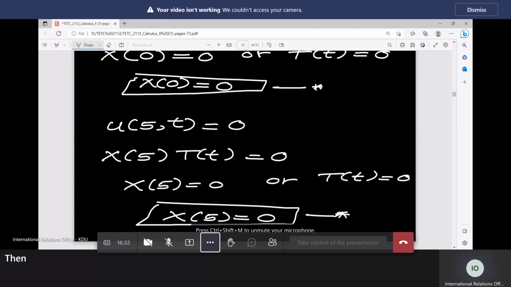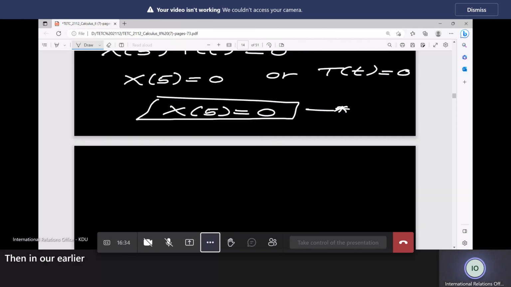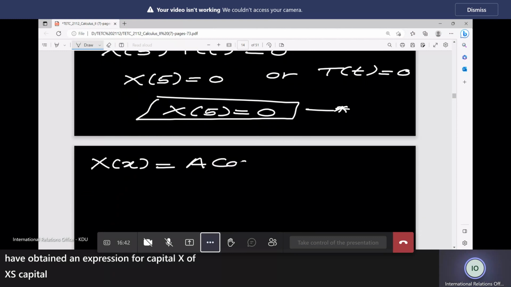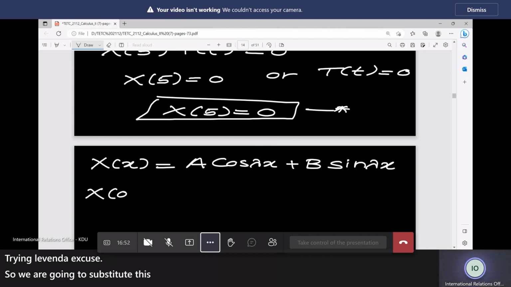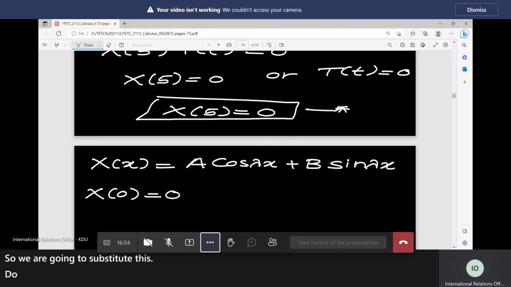Then, in our earlier stage, we have obtained an expression for capital X of x as capital A cos lambda x plus capital B sin lambda x. So we are going to substitute these two conditions, X(0) is equal to 0 and X(5) is equal to 0, into this expression.